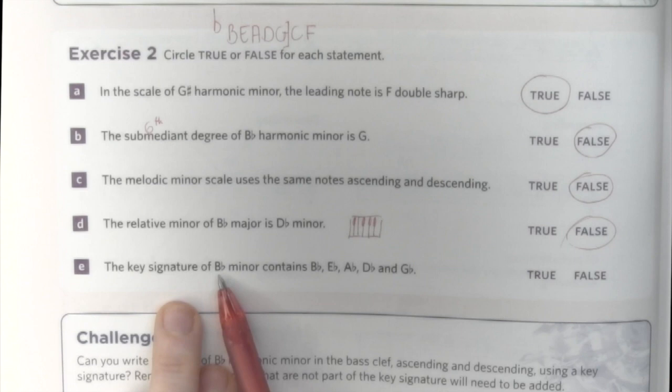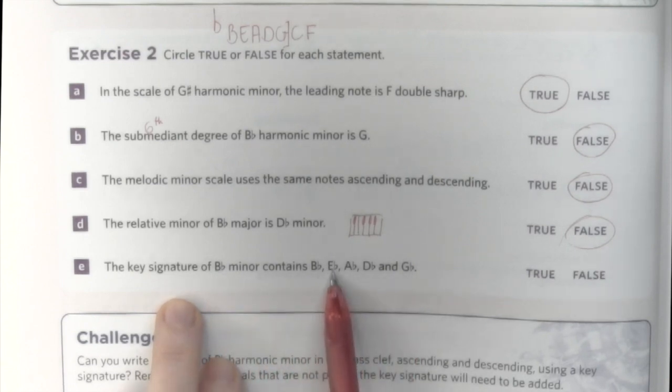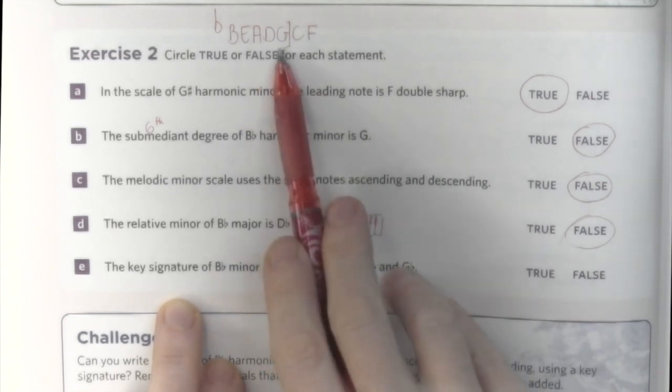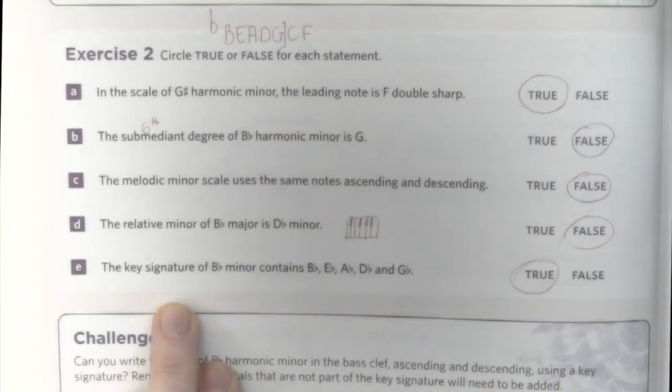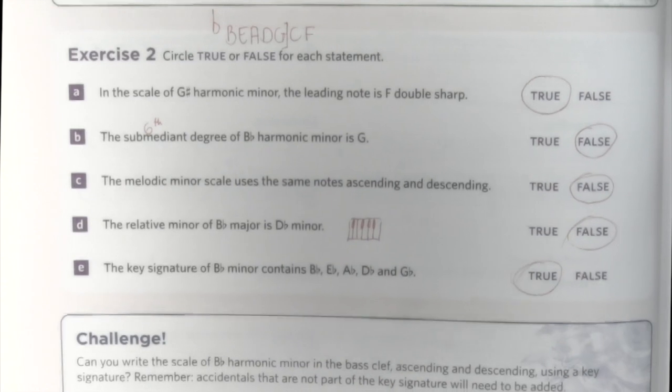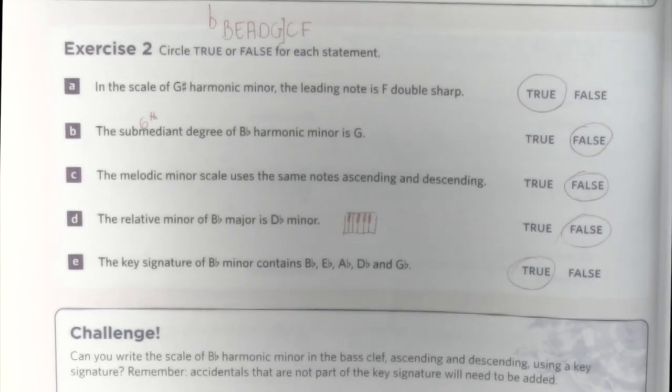The key signature of B flat minor contains 5 flats: Si, Mi, La, Re, Sol. Yes, because we said that here. So true. Brilliant. That's all done. That was quick. And now we have a challenge here.